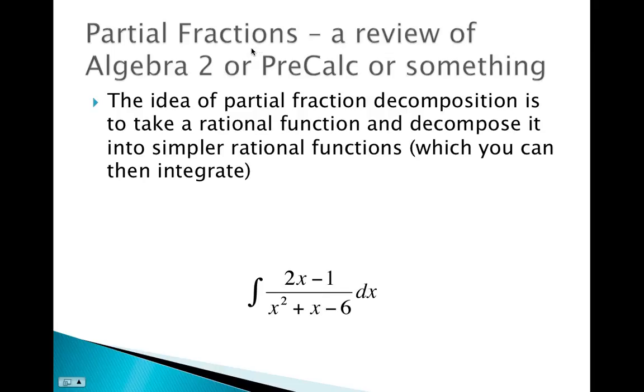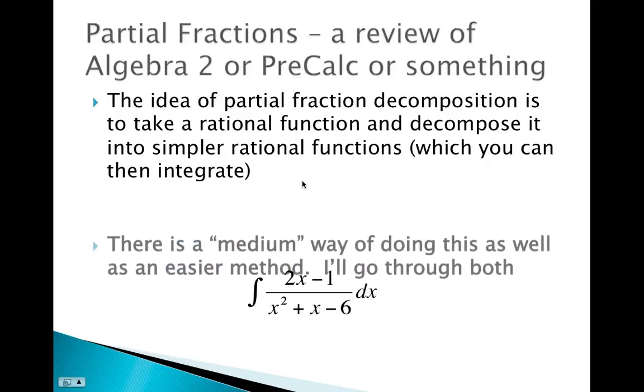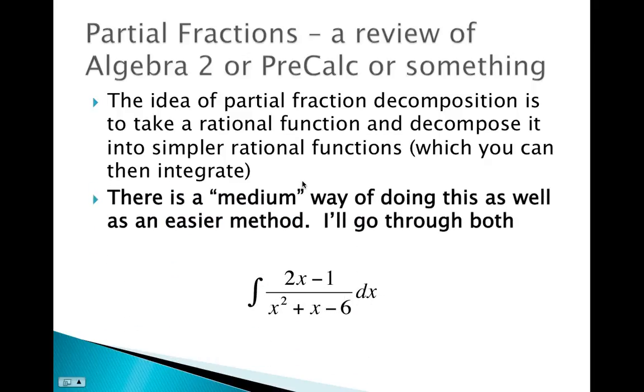In our warm-up, you had two simple rational expressions that we added together, and what we're going to do is basically take what we did in the warm-up and go backwards. So go from something that looks like this and break it into the sum of two simpler rational functions, which can be integrated. I hope that makes sense. There is a medium way of doing this as well as an easier method.